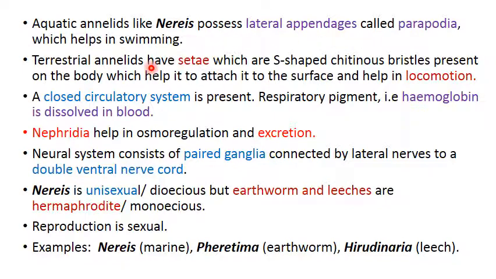अब रहा terrestrial annelids, उनमें setae होते हैं, वो S-shaped chitinous bristles होते हैं. That means they are made up of chitin or present है on the body, and with the help of setae the annelid gets attached to the surface, to the substratum, और उसके साथ attach करके the coelomic fluid is pushed forward, and that is going to help in locomotion. अब इसमें closed circulatory system है.